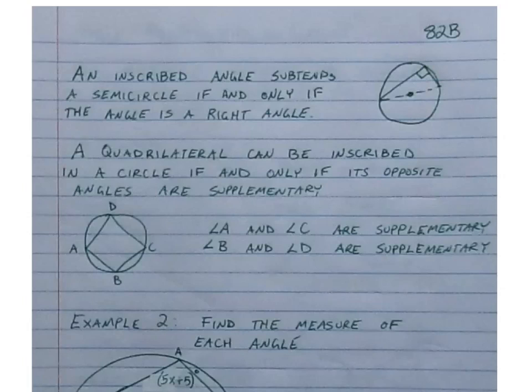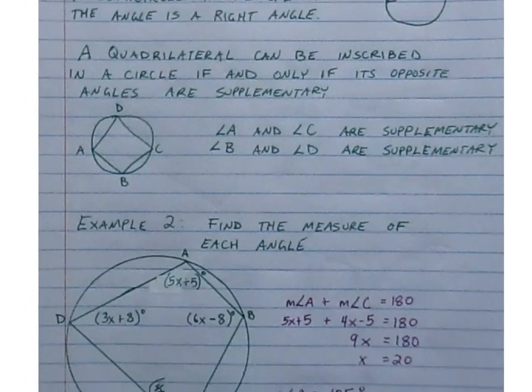One other piece of this lesson is that a quadrilateral can be inscribed in a circle if and only if its opposite angles are supplementary. So in the circle drawn to the left here, I have put a quadrilateral inside of it, and the opposite angles, A and C, must be supplementary. Remember, supplementary means adds up to 180 degrees. So we see that in the example below.